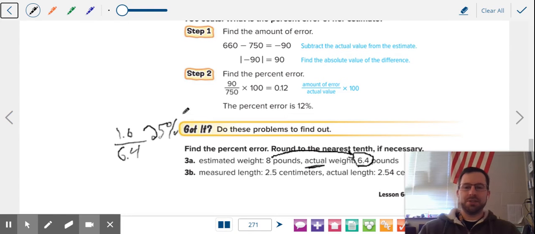In this case, instead of increase or decrease, it's an error. It's always going to be an error. This is a pretty bad error, depending on what this is. Okay, you want your error to be as little as possible.